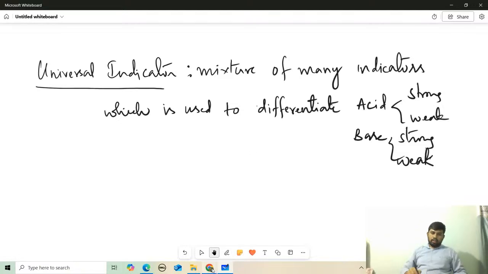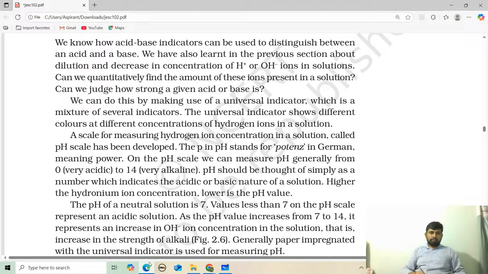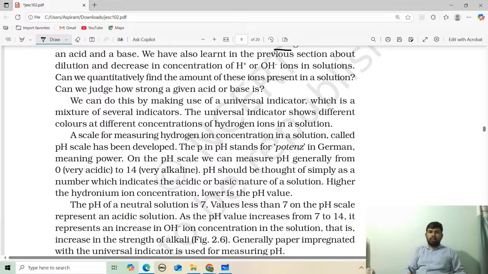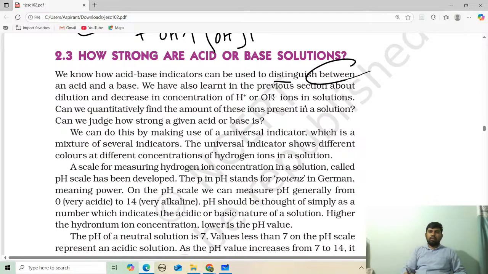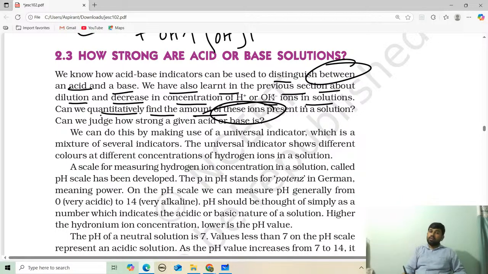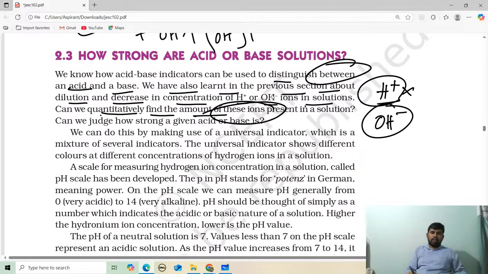Again, the definition: acid-base indicators are used to distinguish between acid and base. We have also learned in the previous section that dilution decreases the concentration of H+ ions and OH- ions in solutions. Can we quantitatively find the amount of these ions? We discussed H+ ions and OH- ions. Is it possible to take a count of these ions present in the solutions? Can we judge how strong given acids and bases are?